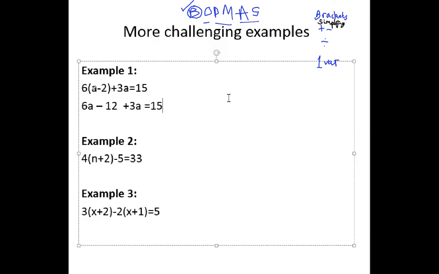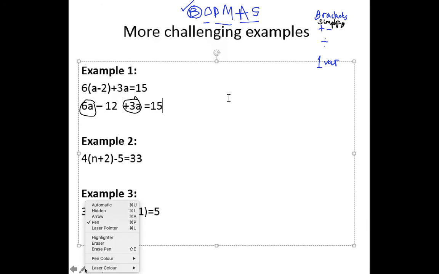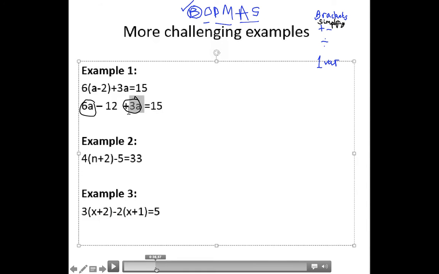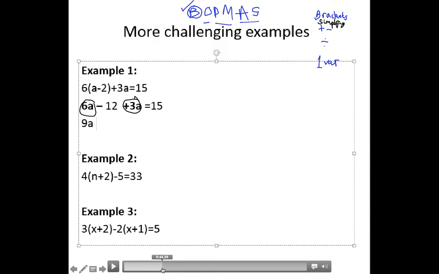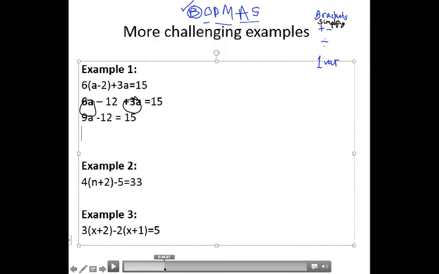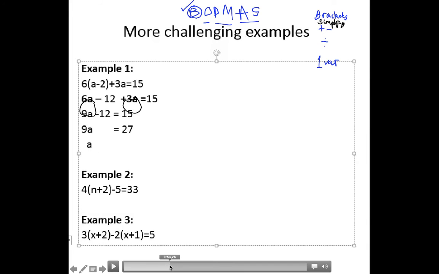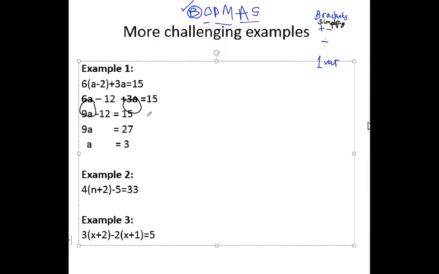So we clearly want to combine the 6A and the 3A. And this is because they're both involving A's. So if we do that, we're going to get 6 plus 3, another easy question, 9A. We just copy down the minus 12 equals 15. And now it's a simple two-step equation. So we're going to add 12 to both sides and then we simply divide by 9. And remember, you need to make sure you include your workings out. So this step here was to add 12 to both sides. This step here was to divide by 9.